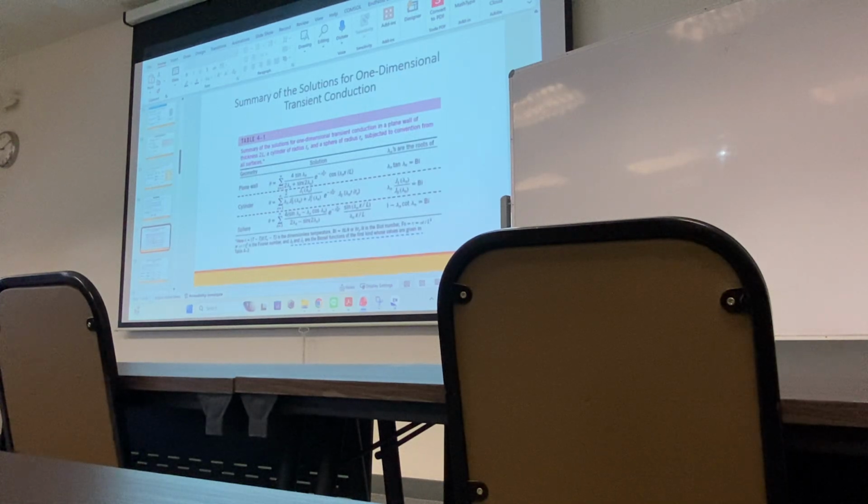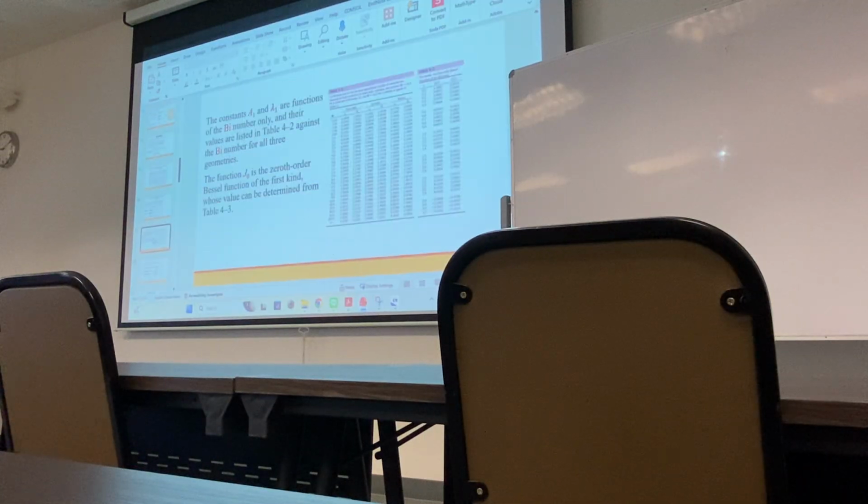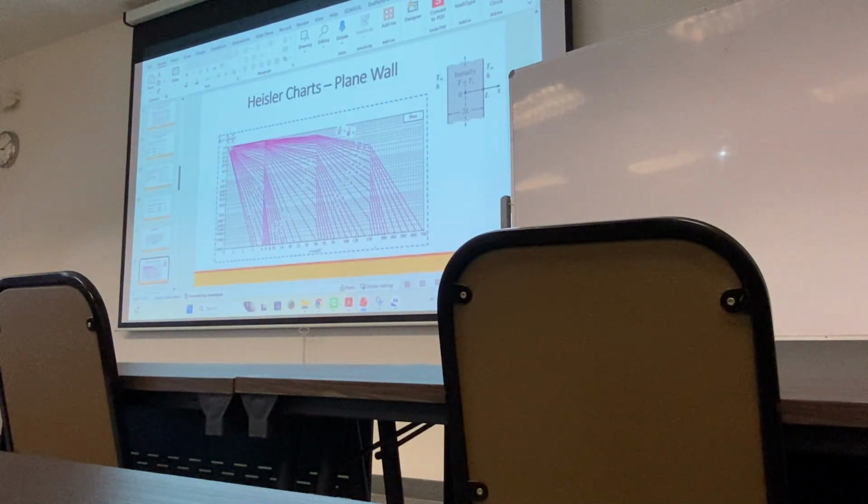Then we had two types of solutions for a non-lump system. First is using the equation, which is an exact solution, right? So we have three equations: for a plane wall, for a cylinder, for a sphere. You use these when you are asked to solve the numerical by exact solution. The other method is using Heisler charts. Okay, your answer will be the same, but the Heisler charts are not that accurate.